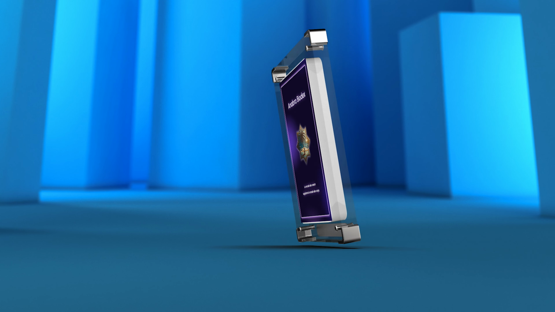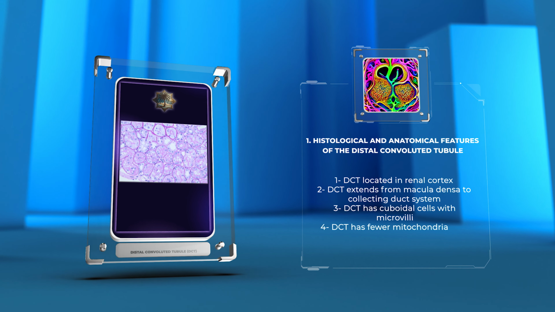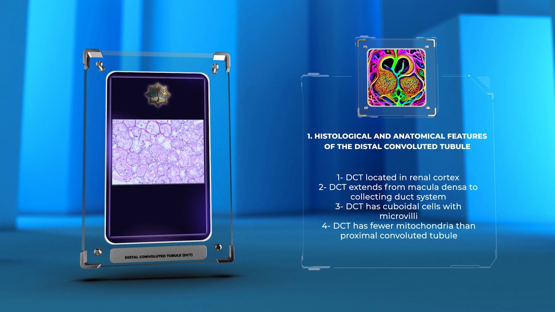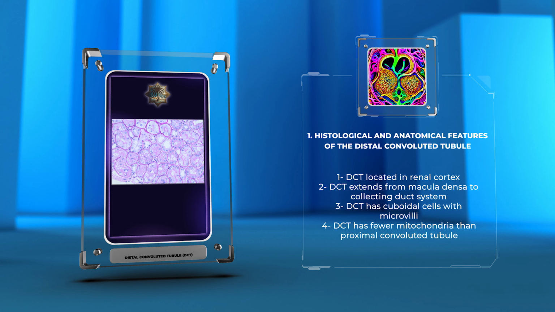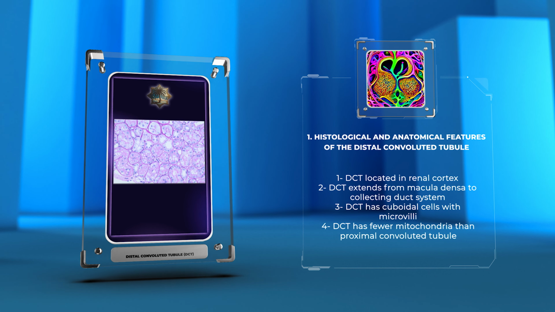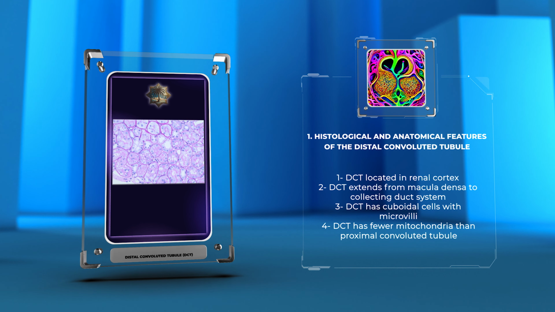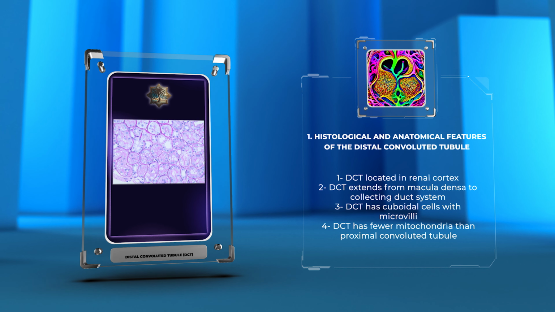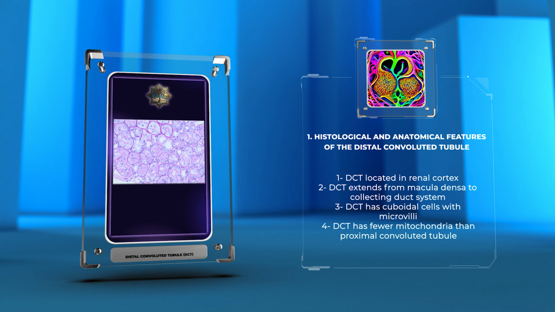The DCT is located in the renal cortex and extends from the macula densa, a specialized region in the walls of the thick ascending limb of the loop of Henle, to the initial part of the collecting duct system. Histologically, the DCT exhibits a distinct arrangement of cells and unique structural features. Its epithelial lining is composed of cuboidal cells with microvilli, providing an increased surface area for transport processes. Additionally, the DCT possesses fewer mitochondria compared to the proximal convoluted tubule, reflecting the diminished reabsorptive capacity in this segment.